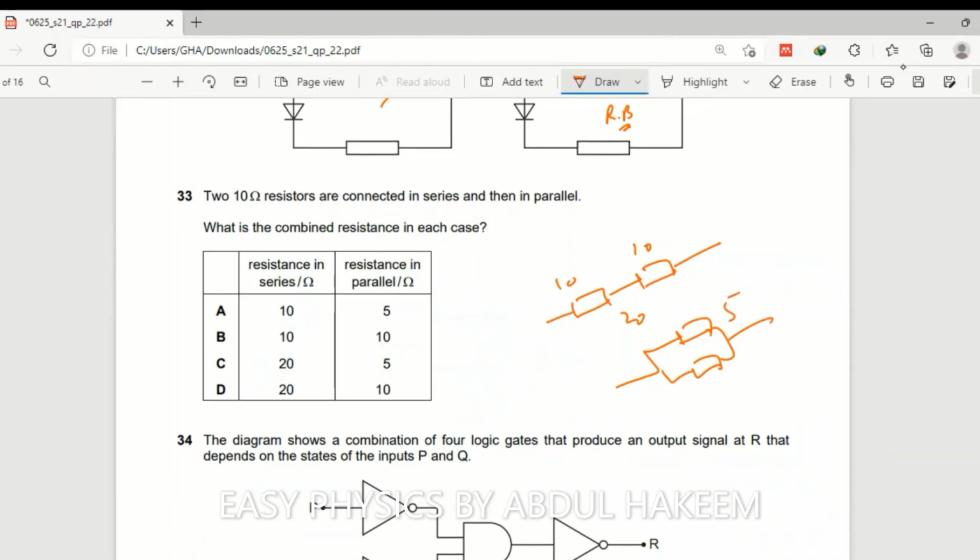So in series, it's 10. In parallel, it's 5. So 33, sorry. In series 10 plus 10, it becomes 20, and this is 5. So C is the option.